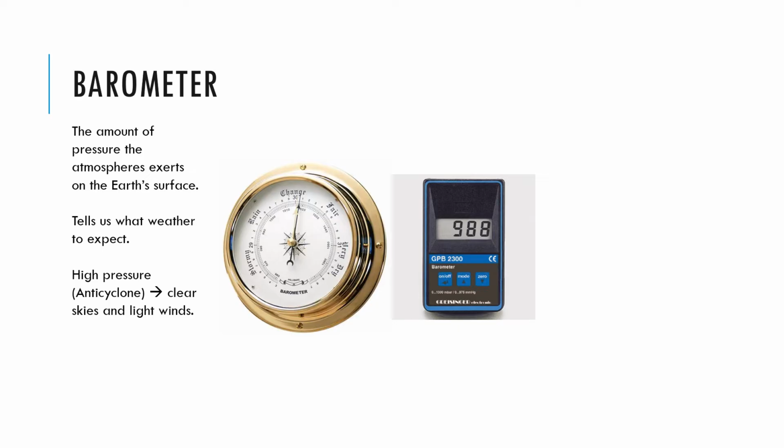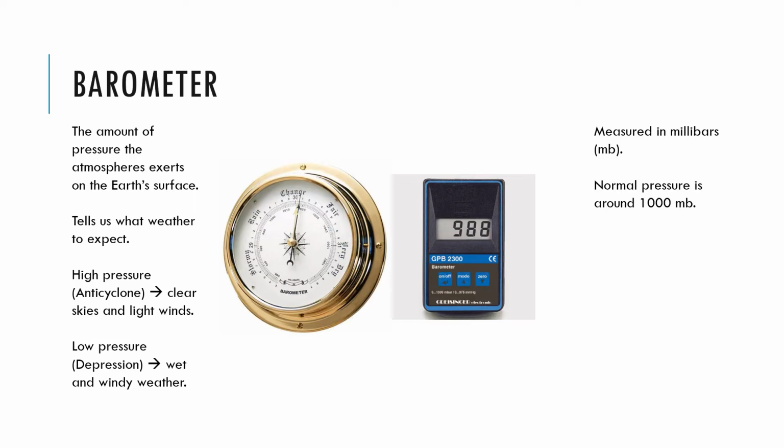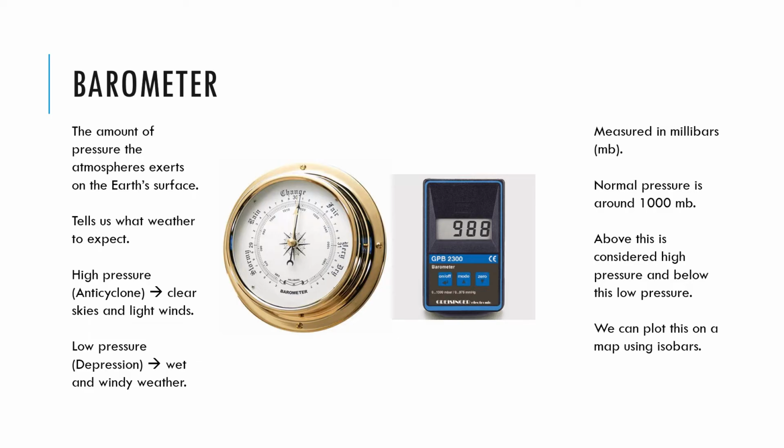High pressure, which we refer to as an anticyclone, tends to bring clear skies and light winds, whereas low pressure, a depression, tends to bring wet and windy weather. It's measured in millibars, and relative normal pressure is around 1,000 millibars. Anything above 1,000 is considered to be high pressure. Anything below that 1,000 line is considered to be low pressure. Above, high pressure, below, low pressure. Clear skies and light winds, wet and windy weather.